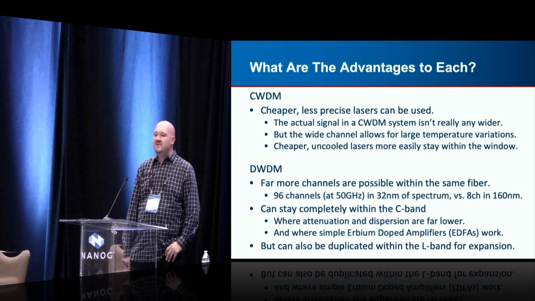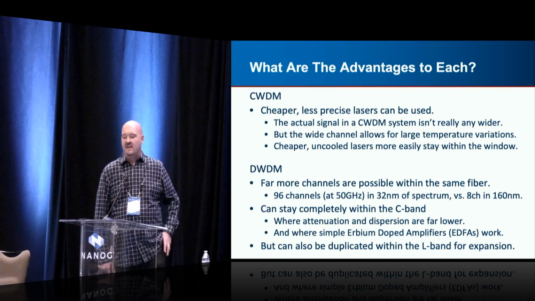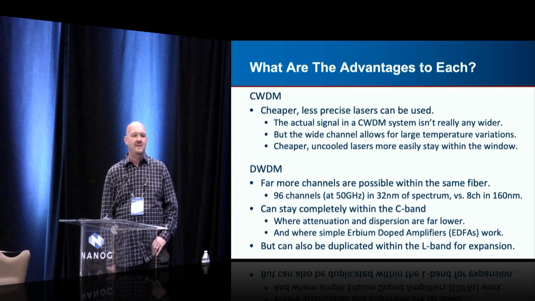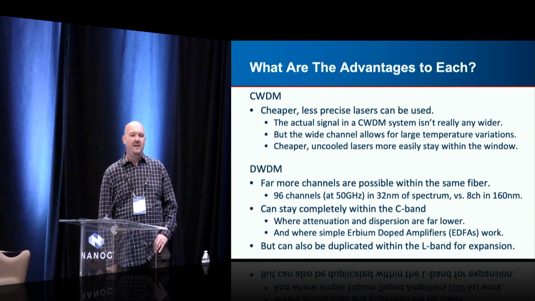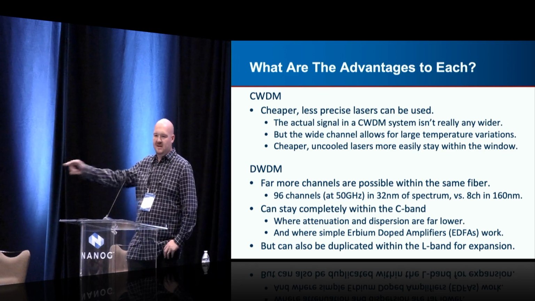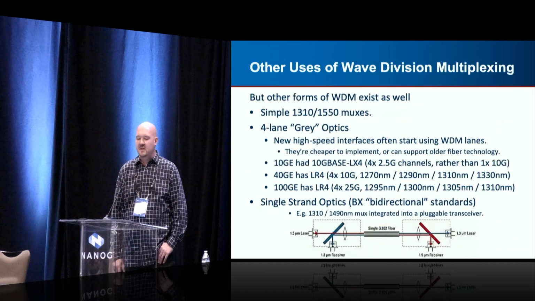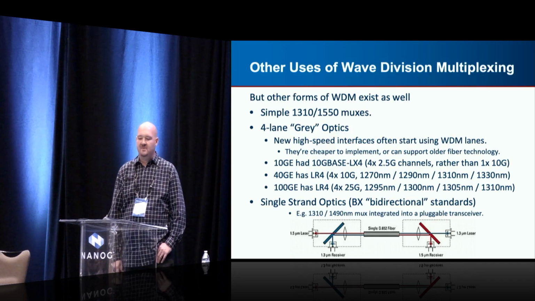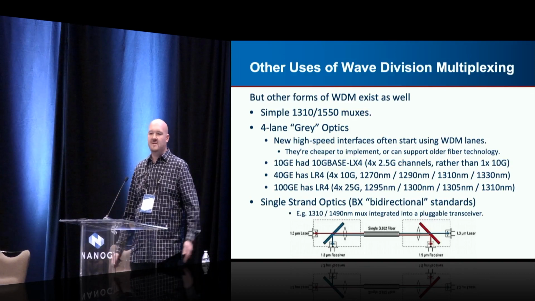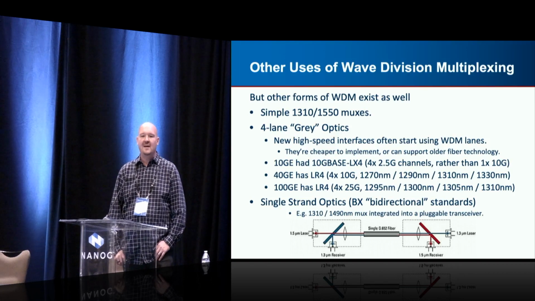But the big advantage to DWDM is that you can stay completely inside the C-band or the L-band if you wanted. And that's the area where you can do amplification. So I'm going to talk a lot more about that later, but that's the area where you can carry a fiber signal for more than one hop, make it brighter through amplification, and do long haul systems. So other ways that we use WDM, like I said, there's other forms. So the 1310, 1550, that's a really simple, basic, easy way to, hey, I just want to double the capacity of a system. You'll see a lot of multi-lane gray optics.